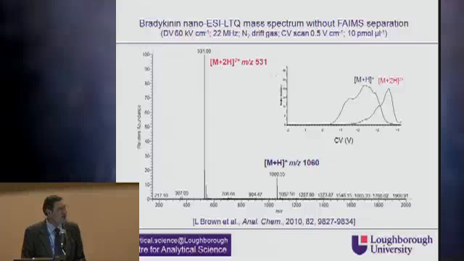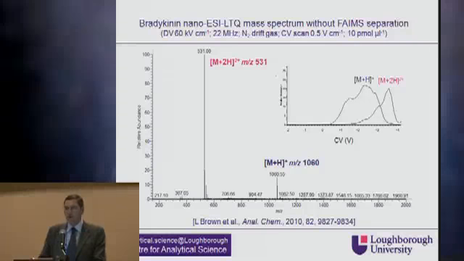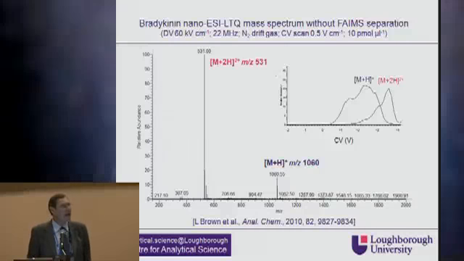An example I've chosen is bradykinin, which if you electrospray it normally, you're going to see both a singly charged ion at M over Z 1060 and a doubly charged ion at M over Z 531. In the inset in this slide, you'll see the compensation field separation of these two ions. Whilst there's a fair bit of overlap between the two, if we select appropriate portions of the FAIMS spectrum, for example down here or up here, we should be able to transmit selectively the singly or the doubly charged ion.